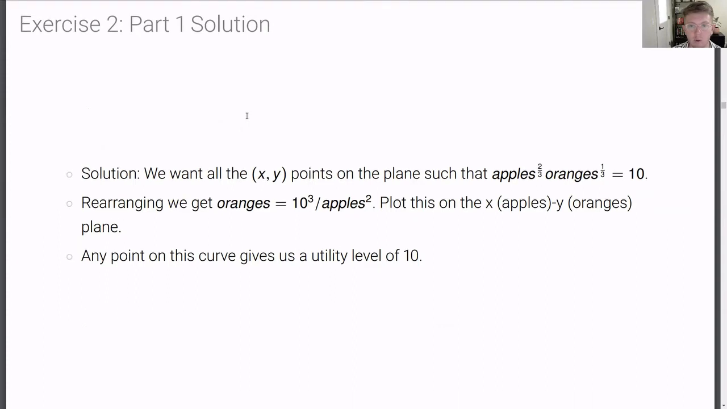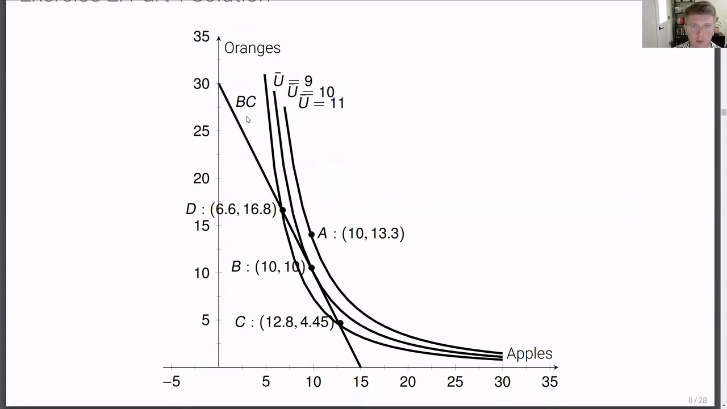Okay, so we want all the x-y points such that our utility function equals 10. So the way to do this is just to write, if we imagine oranges to be on the y-axis and apples to be on the x-axis, oranges as a function of apples. So we're just going to algebraically manipulate it such that oranges is a function of 10 to the third, or 10,000, divided by apples squared. And so we're going to plot this on the apples and oranges plane, such that any point on this curve is going to give us a utility of 10. And so doing so, you can plot it out yourself, but we've plugged in the numbers for you already.